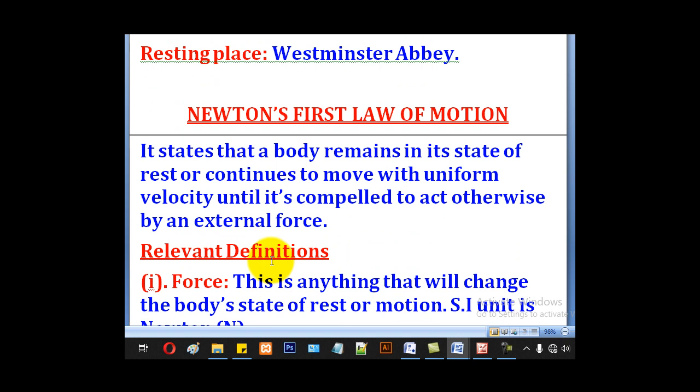So the first law he put forward says that a body remains in its state of rest or continues to move with uniform velocity until it's compelled to act otherwise by an external force.